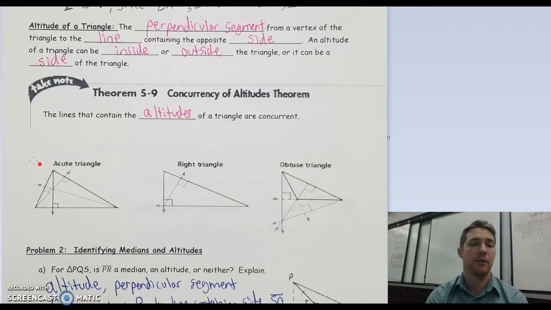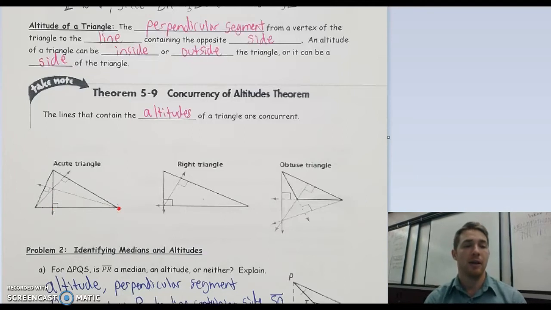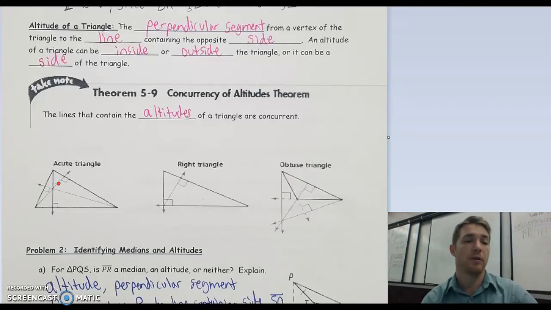If I try and find altitudes in an acute triangle, notice I start from a vertex and I go perpendicular to the opposite side. It doesn't have to go through the middle of that. I don't have to bisect that segment. I'm not looking to make a perpendicular bisector, just to go from a vertex and make it perpendicular to that opposite side. Same thing if I'm going from this vertex, perpendicular to this side, and from that last vertex perpendicular, I see that that point of concurrency is inside the triangle.